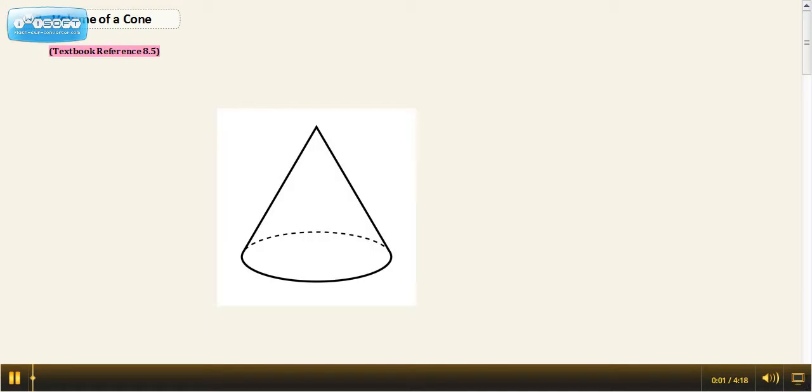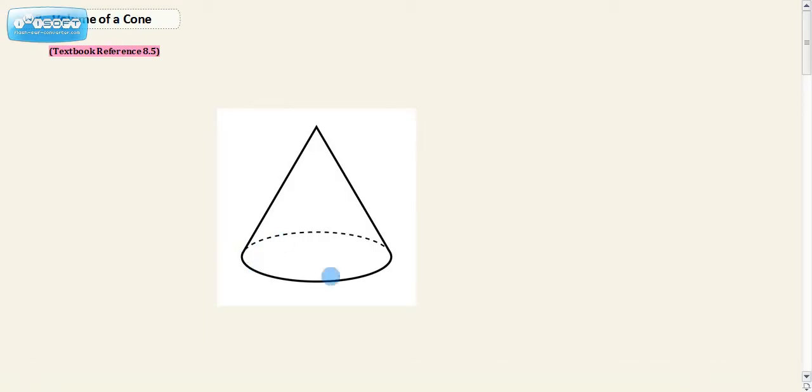Hello class. Today we're going to talk about the volume of a cone. To recall the cone, we have a circular base with smooth sides that meet at a point that we call the vertex. Now if you think of another three-dimensional object that has a circular base, you may be inclined to think about a cylinder. A cylinder has a circular base and it has straight sides.